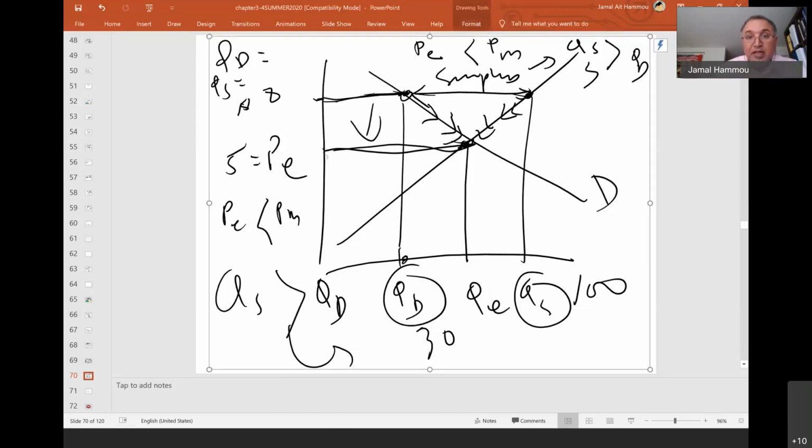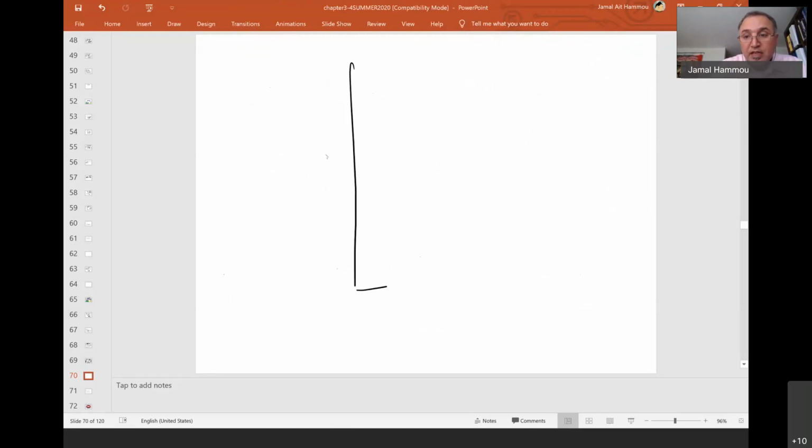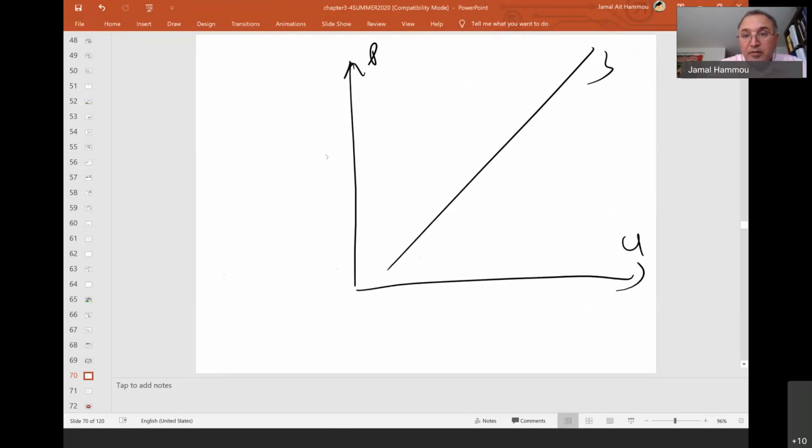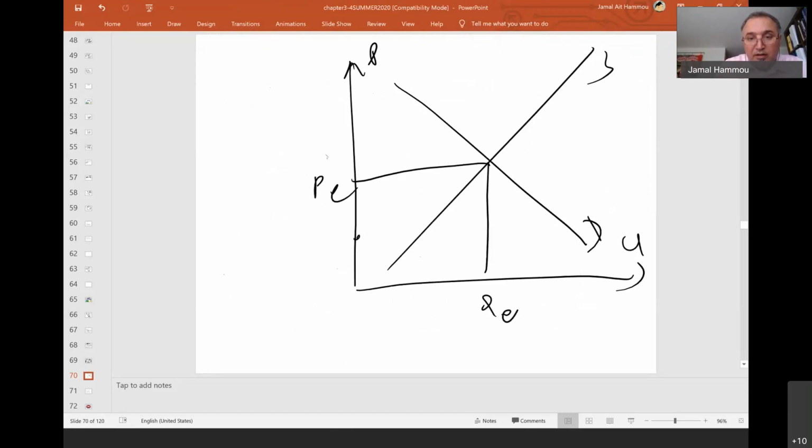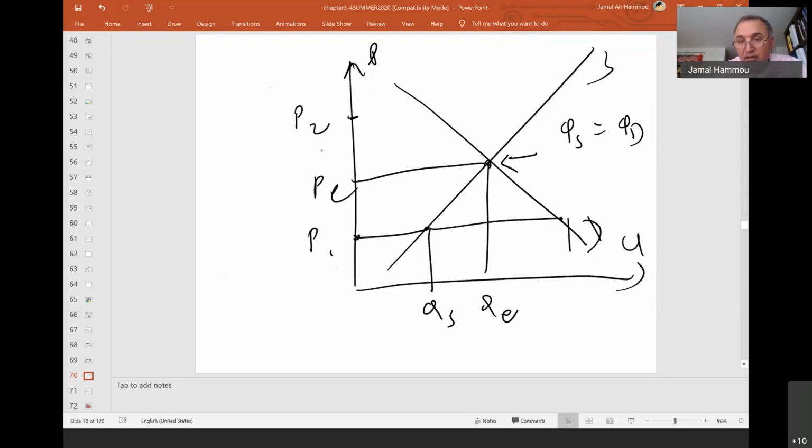Below the equilibrium, so let's do this. So you have the market at equilibrium, you have the supply curve, you have the demand curve, you have equilibrium, PE, QE, P1, P2. At the equilibrium, it's equilibrium because QS equals QD. There is no shortage, no surplus. If the price is at P1, you can see this is QS here, and then you have QD here.